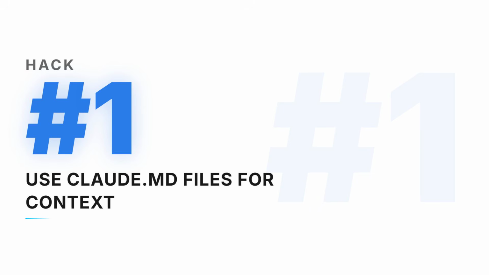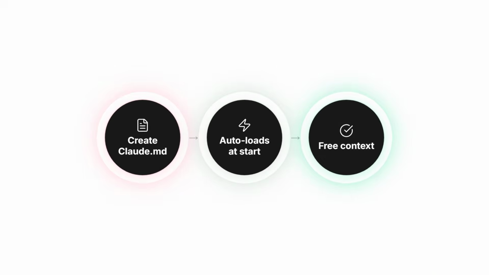So number one, use the Claude MD files for your context. Every time you start a new conversation in Claude Code, the model itself actually has no memory of who you are, what your project does, or how your code base is structured. So most people solve this by typing out a long explanation at the start of every single session. Now, luckily, Claude Code has a built-in feature called the Claude MD, and this fixes this completely. So you create a markdown file called claude.md in the root of your project, and Claude automatically reads it at the start of every conversation.